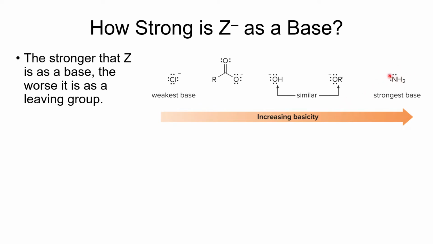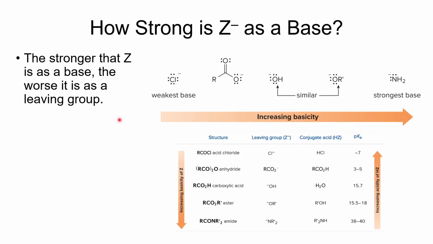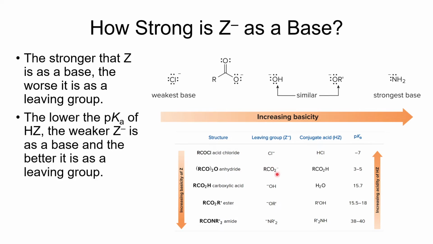And so that NH2 minus, it's going to be difficult to remove that. However, it's definitely possible. It's something that we can do. So as I mentioned a little bit earlier, the weaker something is as a base, the better it's going to be as a leaving group, and also the less stable it's going to be. The stronger something is as a base, the more stable it will be, and the worse it will be as a leaving group. So stability of our carbonyl compound will increase as the basicity of that leaving group increases.